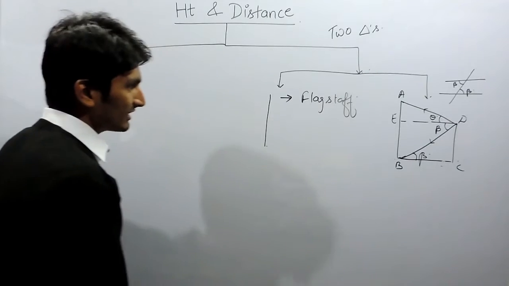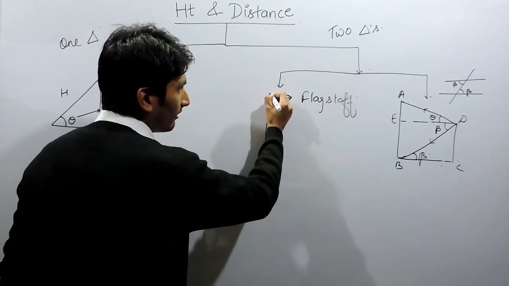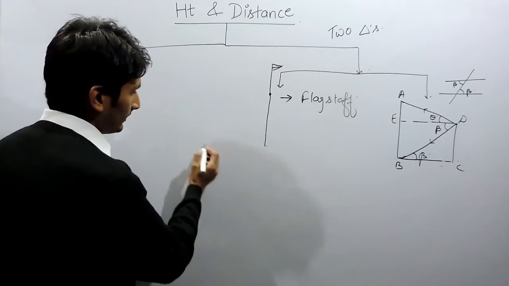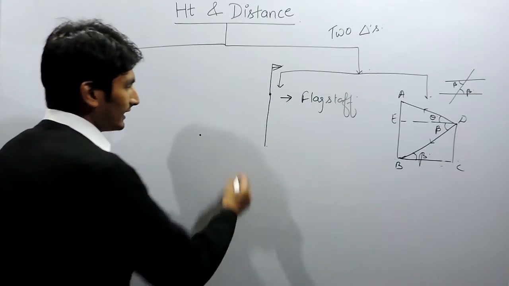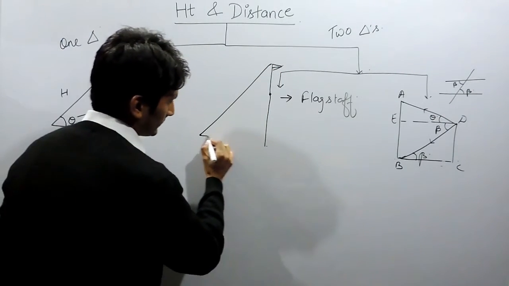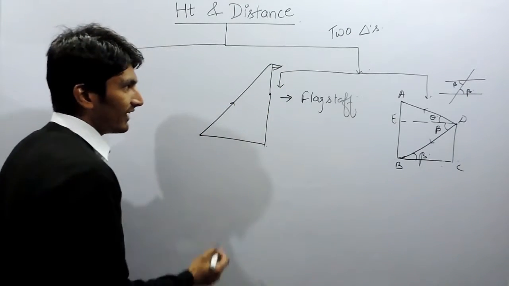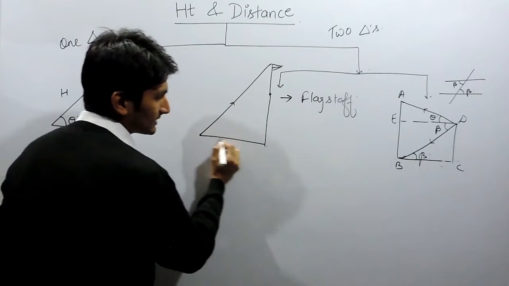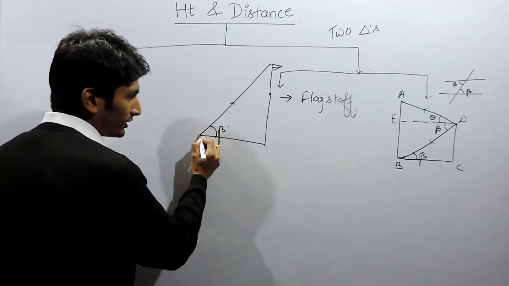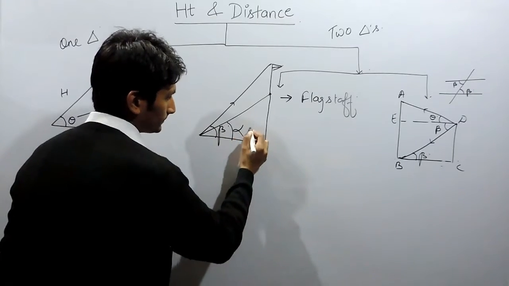In the flagstaff case, a building is given to you, and on top of this building a flag is there. If I see from this point, the angle of elevation at the top is given to you, which means this is the line of sight. If a man is standing here and he is seeing this flag, this is the line of sight and this is the horizontal line. From this same point, the angle of elevation at the bottom of this flag is also given to you.